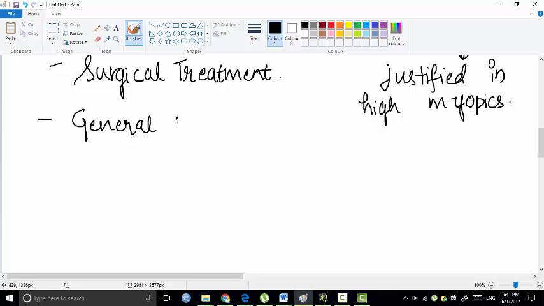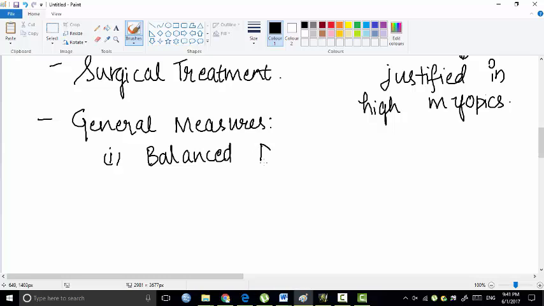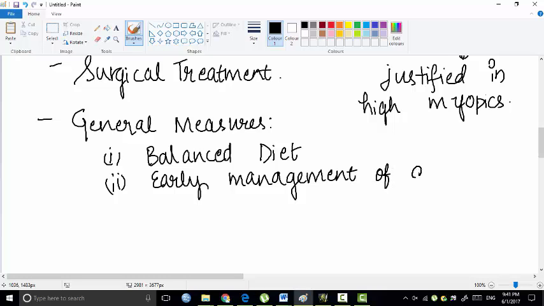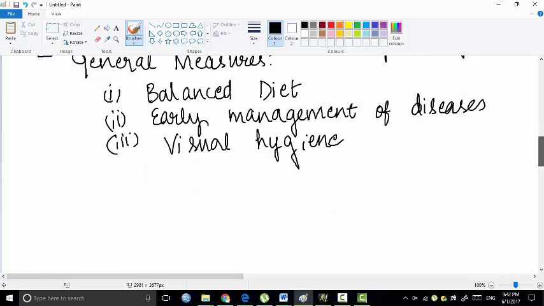Or there are important general measures which should be taken into account by the patients, which include balanced diet, taking high vitamin A supplements or vitamin A food and high carotenoid food, and early management of diseases, because these diseases are also an important cause in pathological myopia. So early management of diseases is necessary. And third is visual hygiene, that is, don't rub your eyes unless it's urgent, and take care of your eyes, because eyes are the most important organ in your body.